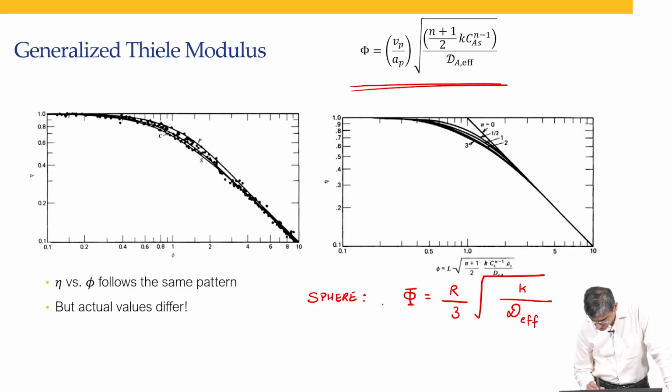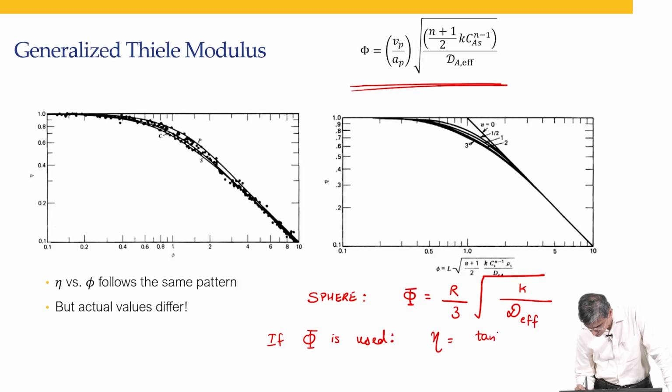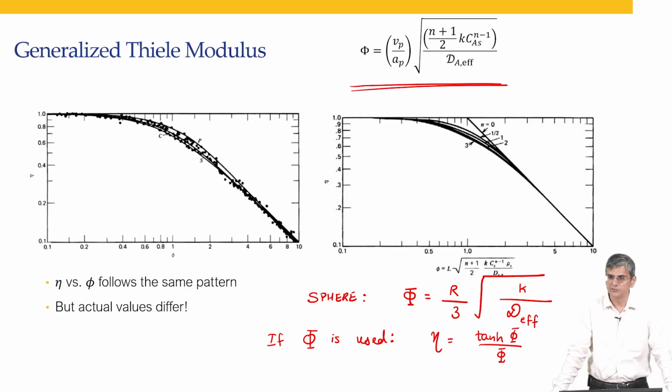If you use this phi, then our eta is equal to tanh phi divided by phi. Okay. What happens in case of first order reaction in a slab?